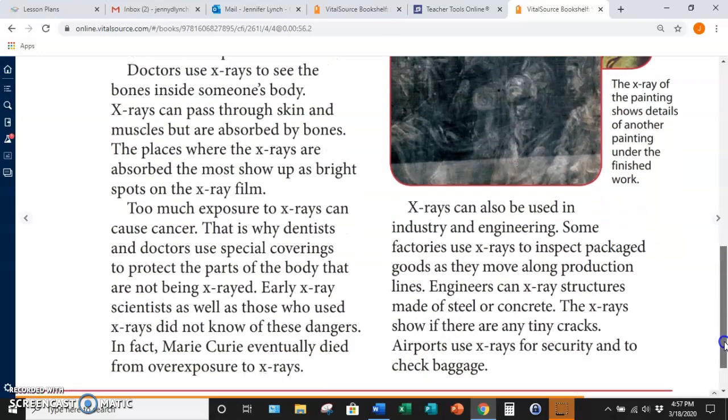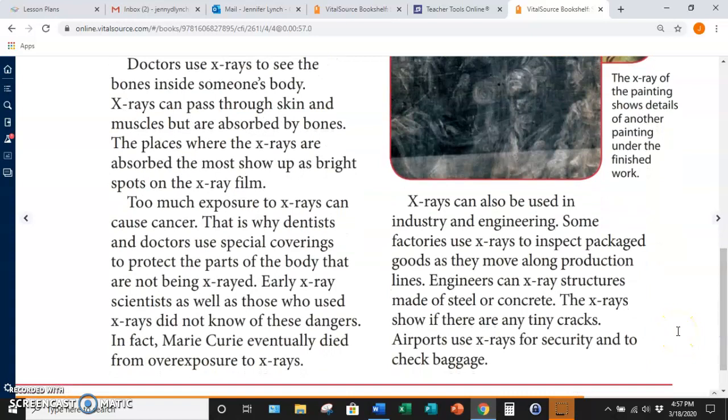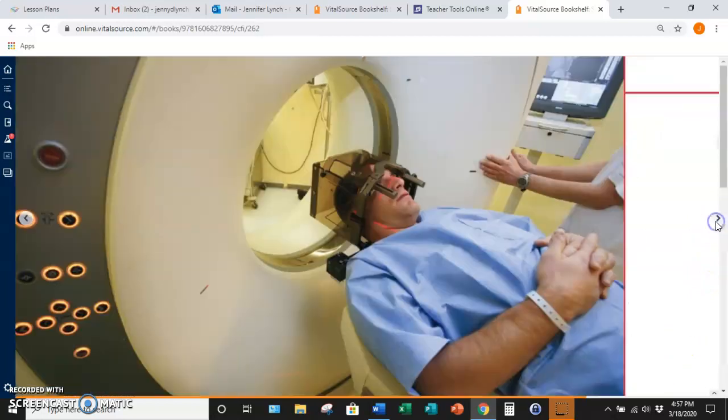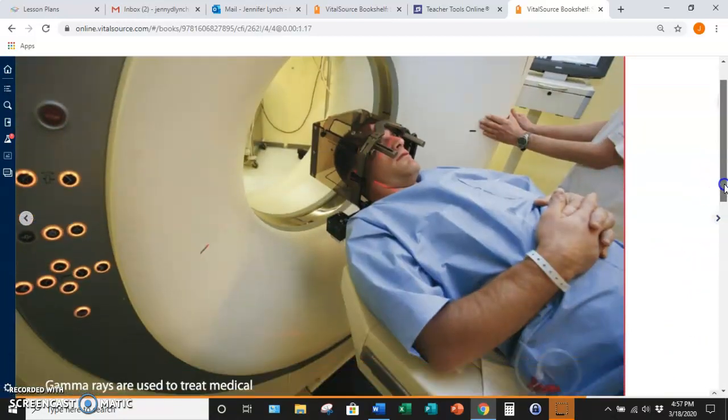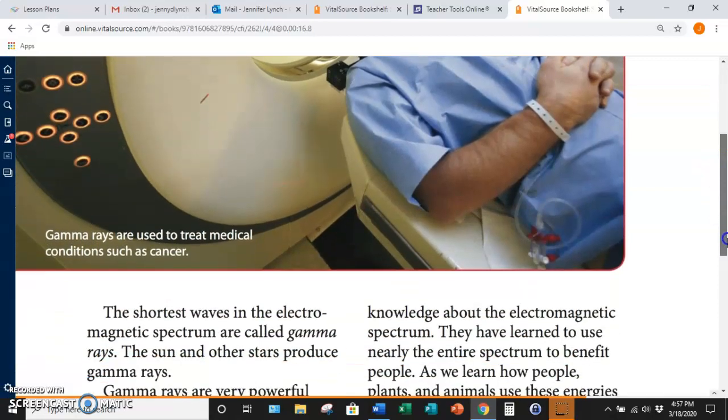X-rays can also be used in industry and engineering. Some factories use x-rays to inspect packaged goods as they move along production lines. Engineers can x-ray structures made of steel or concrete. The x-rays show if there are any tiny cracks. Airports use x-rays for security and to check baggage. That's how they make sure you don't have anything dangerous in your bag when you're going somewhere.